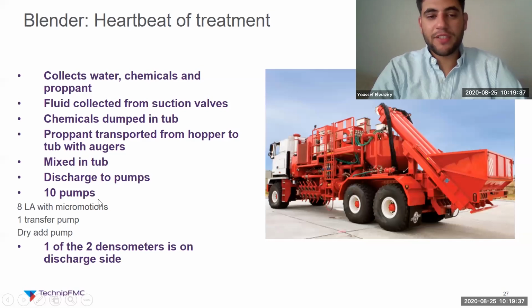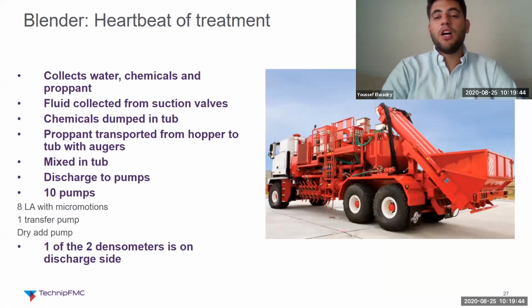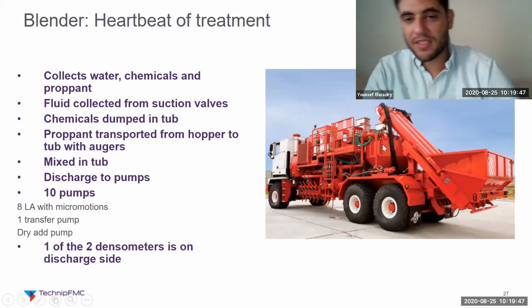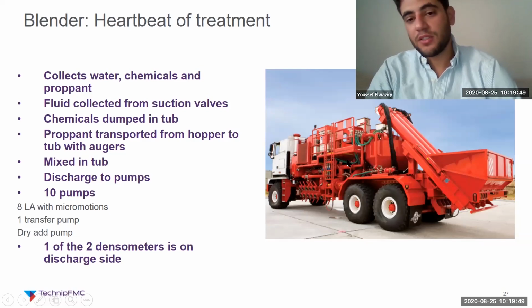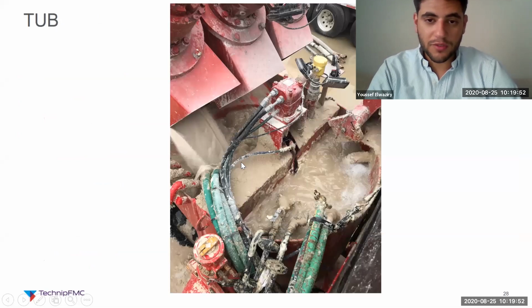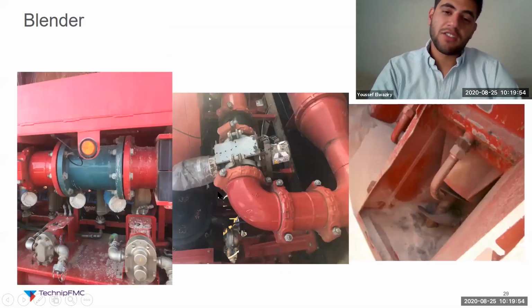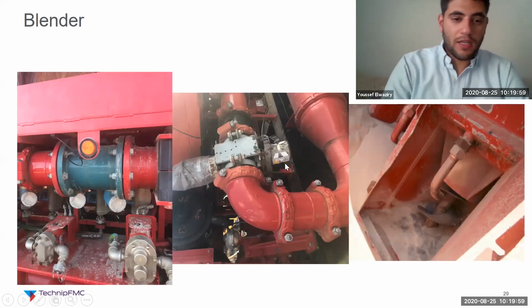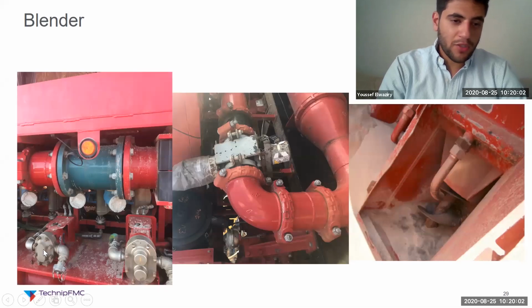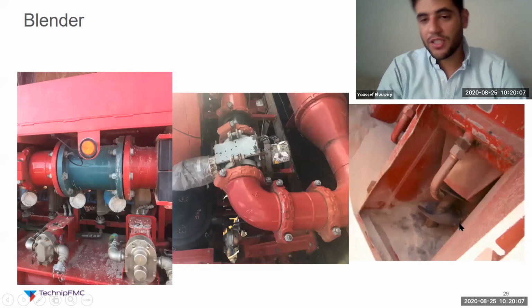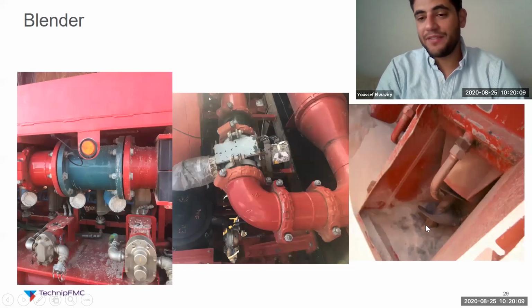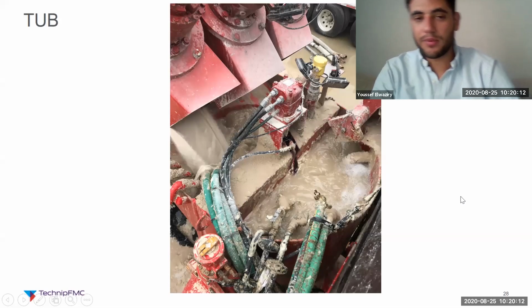I mentioned earlier that there's a densometer on the missile that gives you the density. There's also a densometer on the blender that gives you the density of basically the mix that we're preparing here in the tub. There's a densometer, I'll show you this picture. Here it is. That's also going to read the density of the mixture that we're preparing. These are also chemical pumps that are on the blender. And this is the auger that I was telling you about that basically lifts the sand up to the tub.